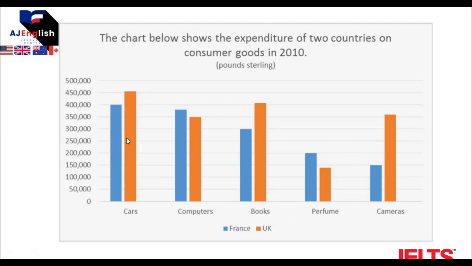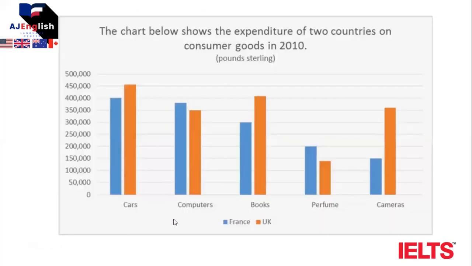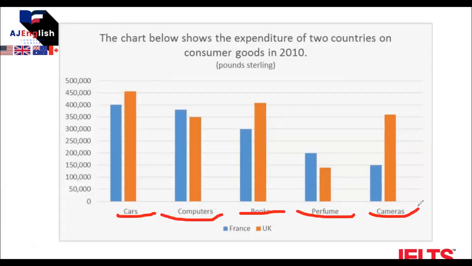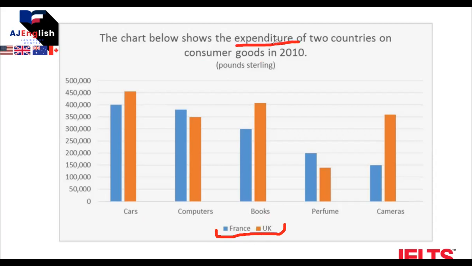So we go back here. You have to say what's being measured, the time element, and what's being compared. But some students may be thinking they're comparing cars. Actually, they're comparing not the cars, but the things that they bought this year, right? They're called consumer goods. So these goods, they bought them in those countries. What's being measured is the expenses, the expenditure, how much money they spent in these countries.